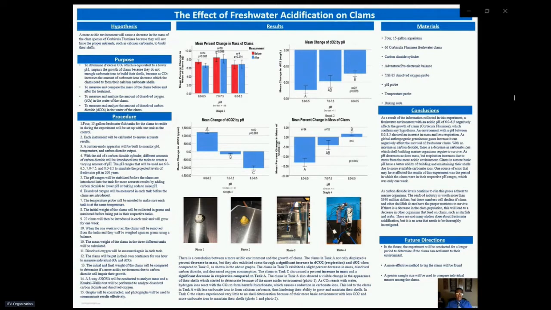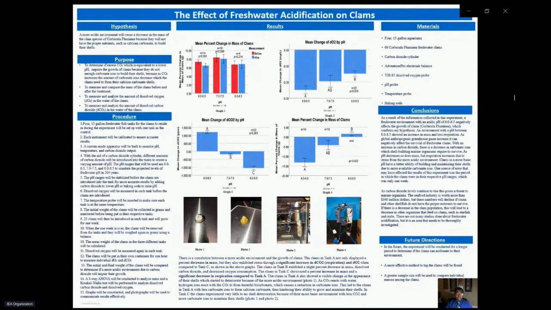In graph 3, it shows the average change in dissolved carbon dioxide by pH among the clams. And dissolved carbon dioxide is merely how much carbon dioxide was being respired by the clams in the environments. The data showed the clams in the acidic pH of 6.5, they had a significant increase in carbon dioxide compared to clams in the basic environment of 8.5, while clams in the neutral environment had less carbon dioxide than clams in the acidic environment.